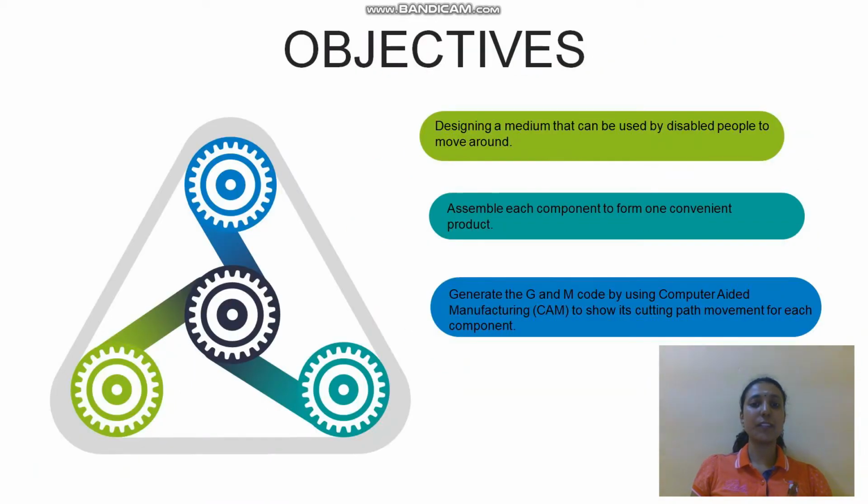The objectives of this report are to design a medium that can be used by disabled people to move around and assemble each component to form one convenient product. It is also our objective to generate the G and M code by using computer-aided manufacturing to show its cutting path movement for each component.